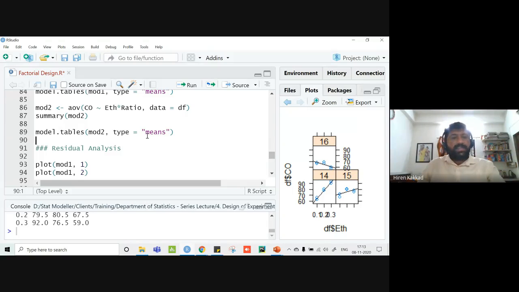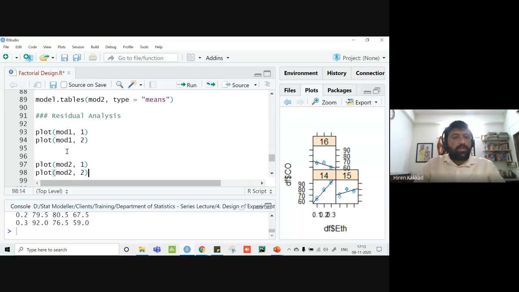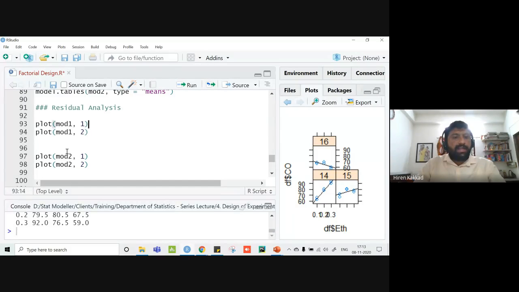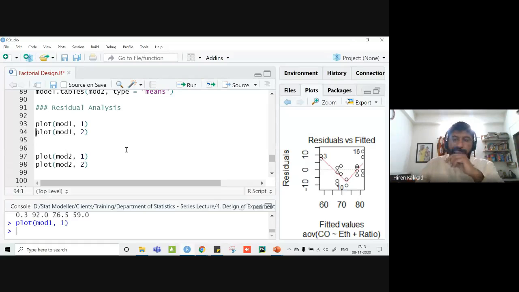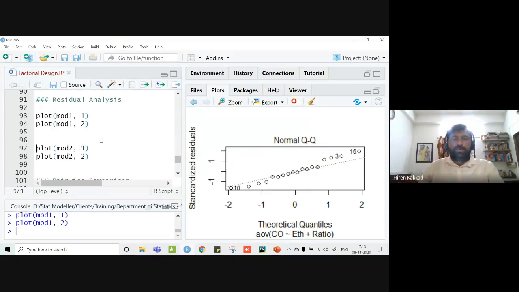Now let us perform some residual analysis, because ultimately we want to see whether the assumptions are fulfilled or not. To plot that, we can use this plot, and model 1 and model 2 also we are going to use. For model 1, it will give you the residual versus fit plot, but it is not as per our expectation. And if we draw a normal QQ plot, it shows something like this.